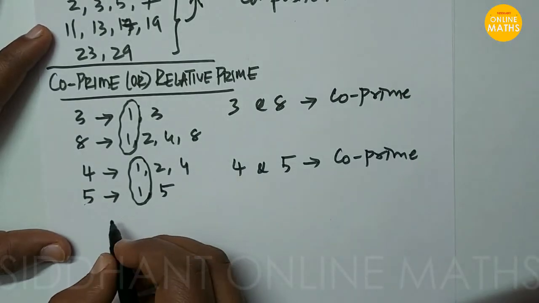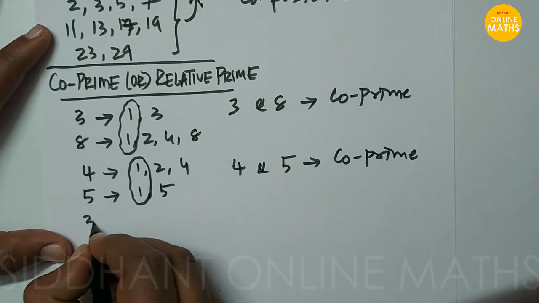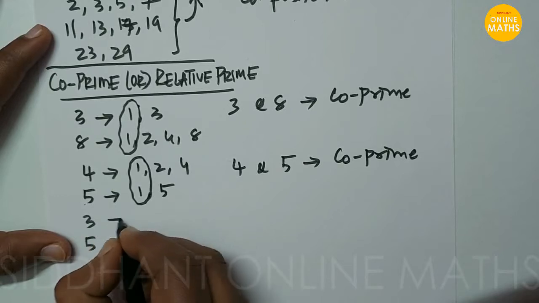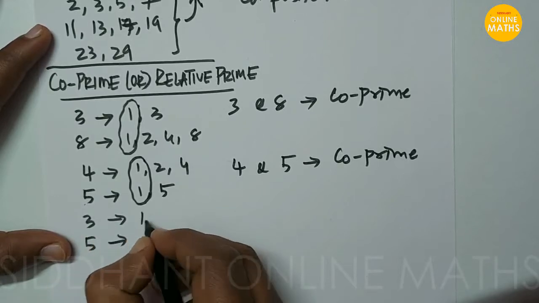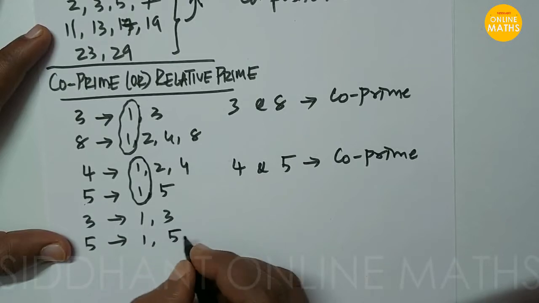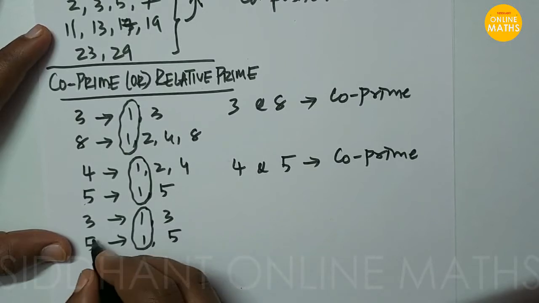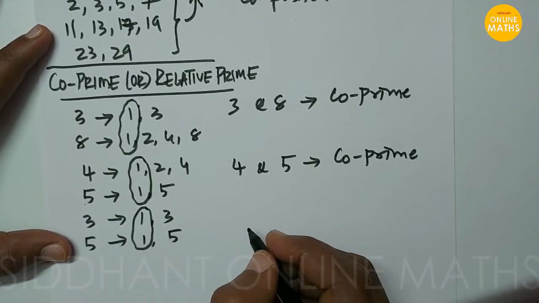Take any other numbers, like 3 and 5. 3 has 2 factors and 5 has 2 factors. The common factor is only 1, and we can say that 3 and 5 are co-primes.